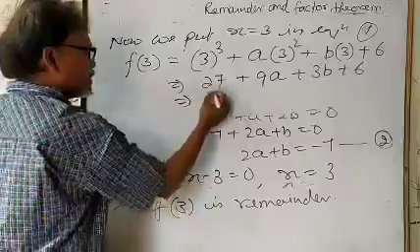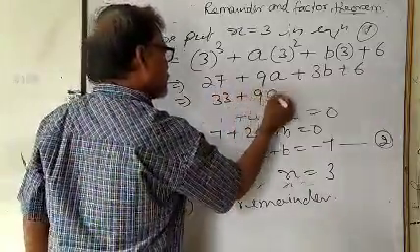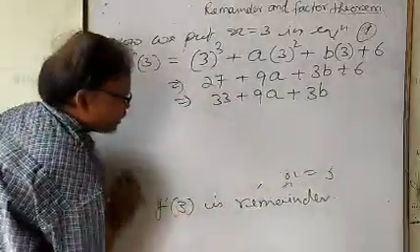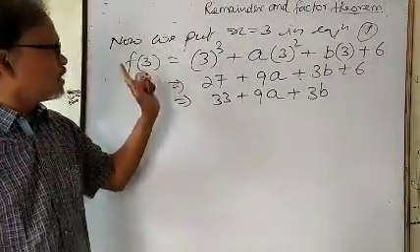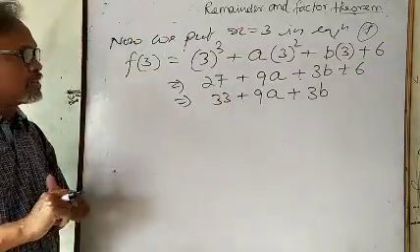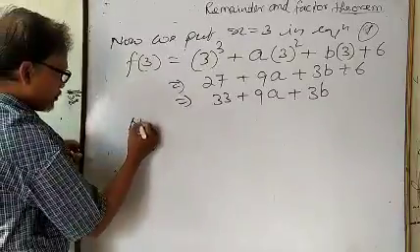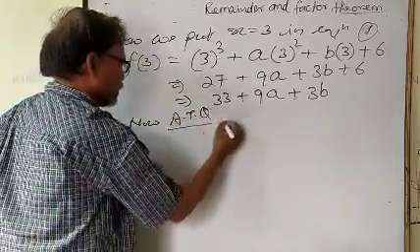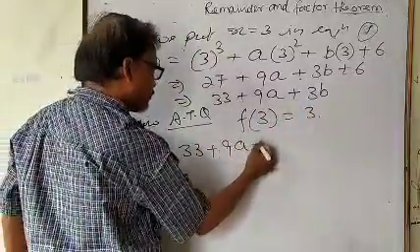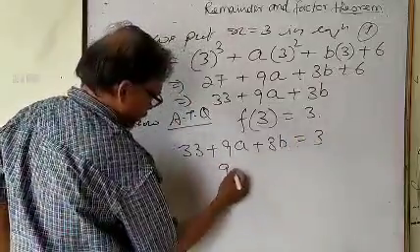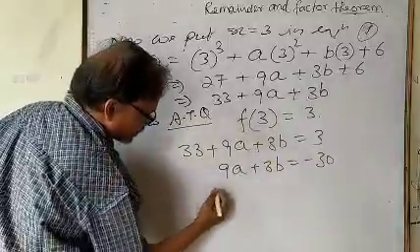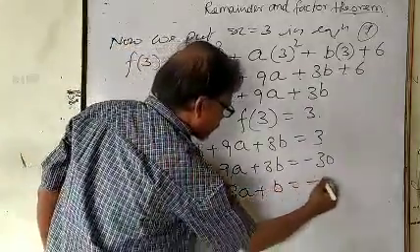But in this, it leaves the remainder 3. Leaves the remainder 3 means we have to write f3 is equal to 3 because it leaves the remainder 3. This is not a factor. If it is a factor, then take it equal to 0. Now, according to the question, f3 is equal to 3. So 33 plus 9a plus 3b is equal to 3. So 9a plus 3b is equal to minus 30. Divide by 3. So 3a plus b is equal to minus 10.